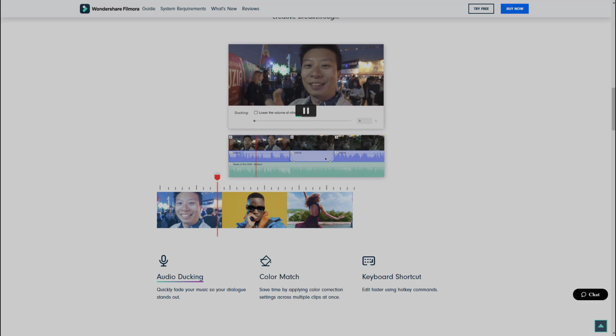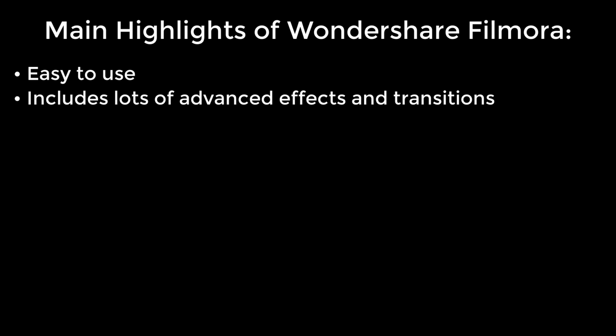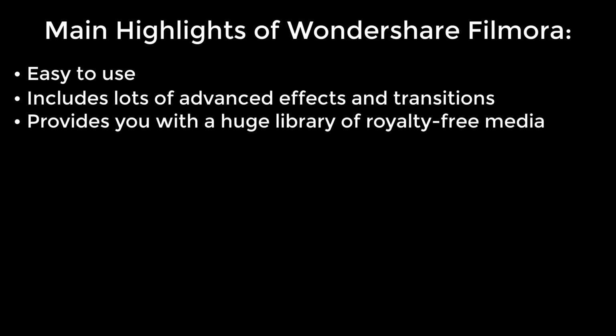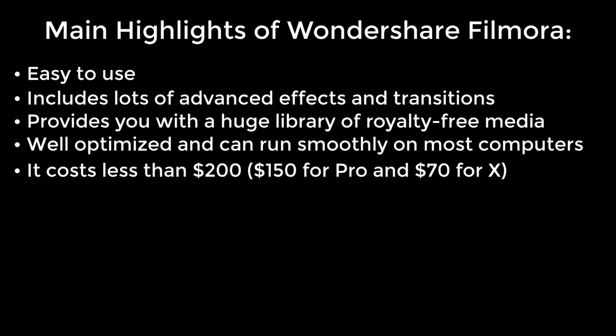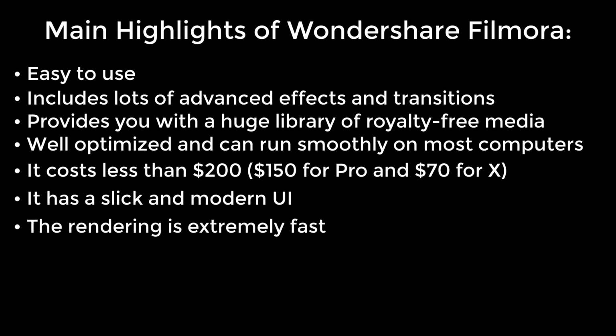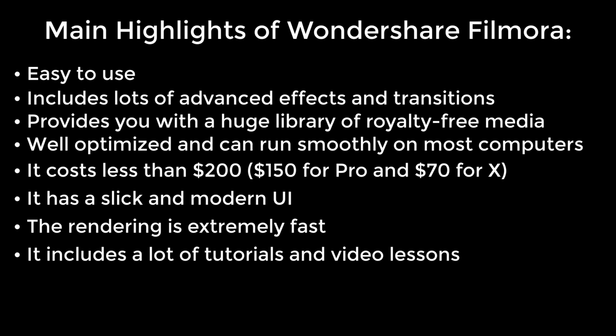The main highlights of Filmora are: it's easy to use. It includes lots of advanced effects and transitions. It provides you with a huge library of royalty-free media, clips, music, sounds, overlays, etc. Filmora is well optimized and can run smoothly on most computers. It costs less than $200. More specifically, it's $150 for a Pro edition and just $70 for Filmora 10. It has a sleek and modern UI. The rendering is extremely fast with Filmora. It includes a lot of tutorials and video lessons. And it has a built-in screen recorder.